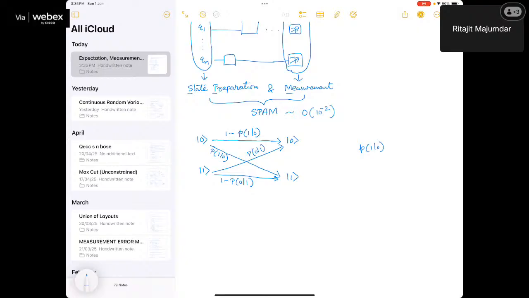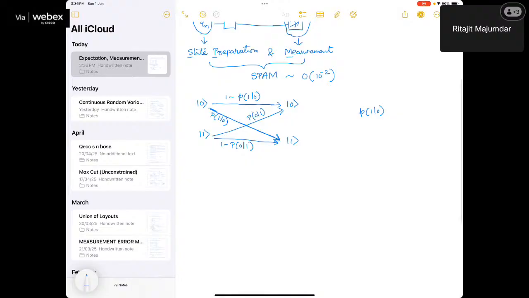So this is basically classical conditional probability notation, nothing else. If I am in the state 0, then what is the probability that I end up writing it as 1? This is what this means. So this is the probability that my state was actually 0, but I end up writing 1. And what is the probability that error doesn't happen? That is 1 minus P of 1 given 0. This is for the 0 part.